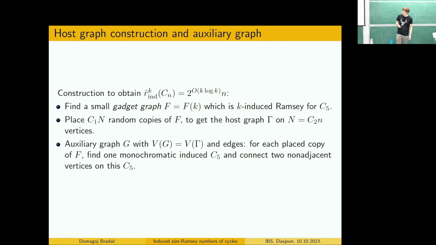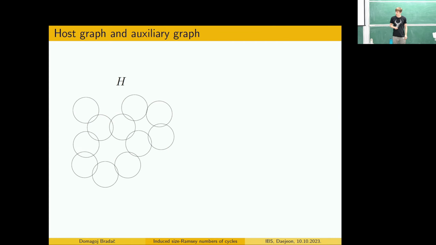Okay, this is a lot of details, so here are some pictures. So first, each of these circles represents the vertex set of one of the copies of F. You can think of it as a uniform hypergraph. Now inside each of these circles, I place one copy of F, where F is my gadget graph. This is my host graph, Gamma.